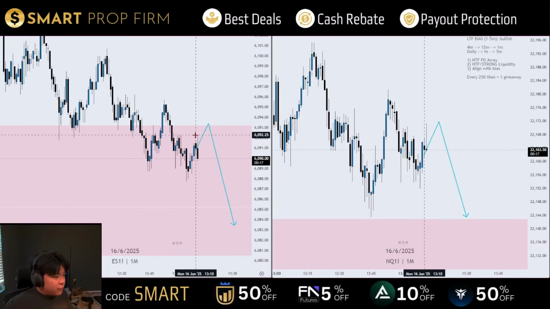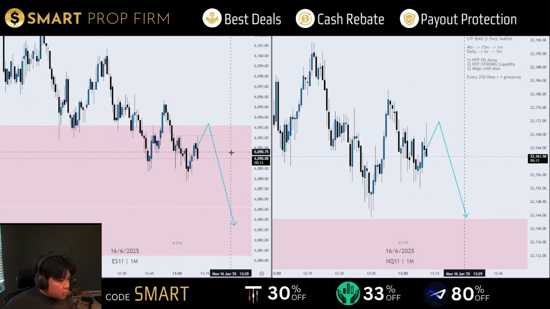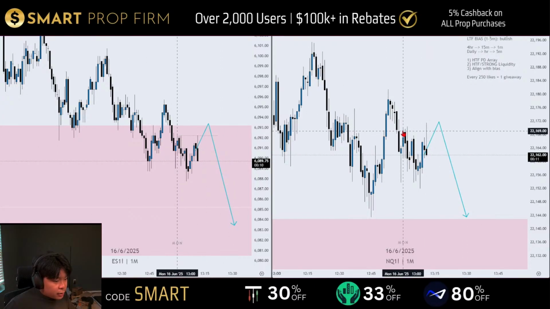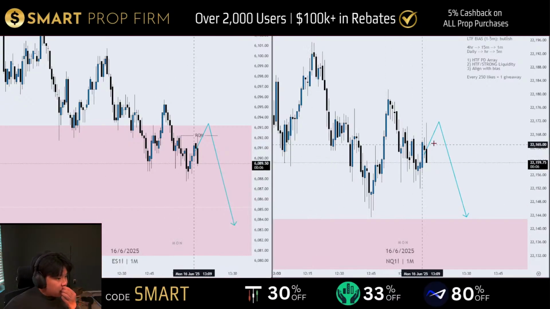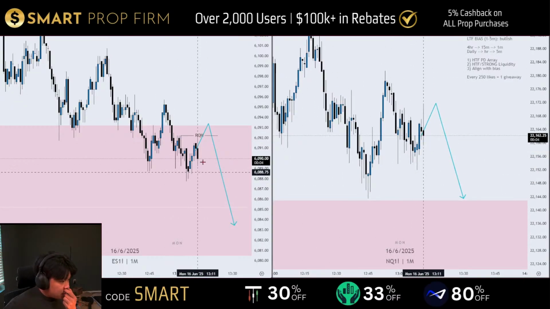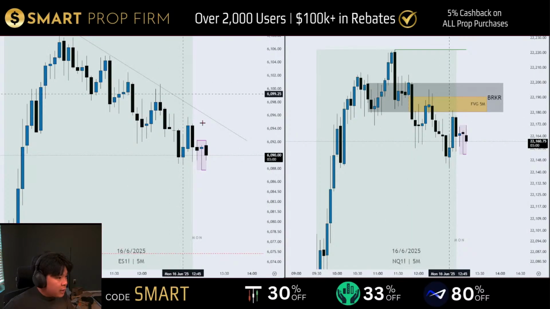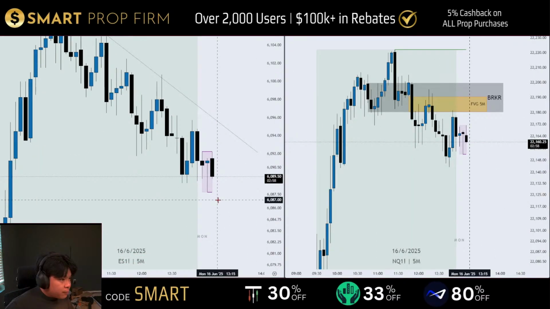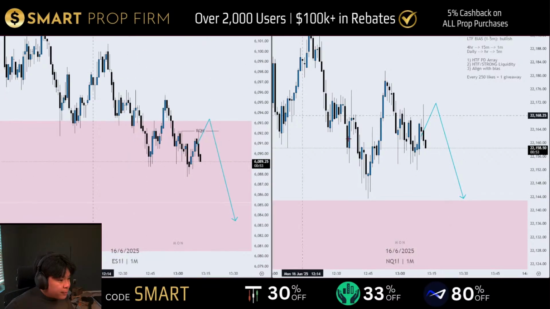ES looks good for a short if we could just take out this high and fail. Oh, we wicked it. We wicked these highs. ES didn't. Damn. I think we're gonna dump here already. I want to see the spike to high though. If we don't dump now and we start trying to build up for another spike and then fail, that'd be good for me. But it looks like we're gonna start flipping already, huh?